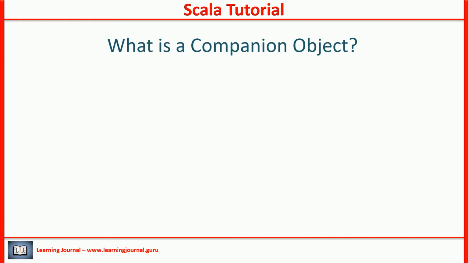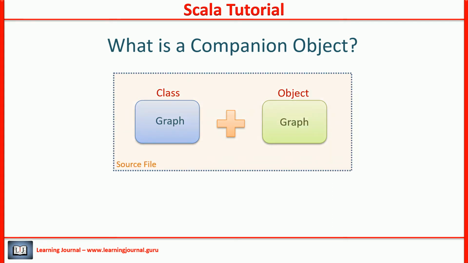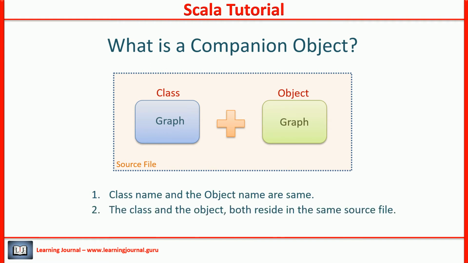Well, the idea is very simple. A companion object is nothing but an extension of the singleton object. If we define a Scala class and a Scala object with the same name in the same source file, they become a companion of each other. So, defining a companion object is quite simple. There are just two rules. Class name and object name are same. The class and the object both reside in the same source file.